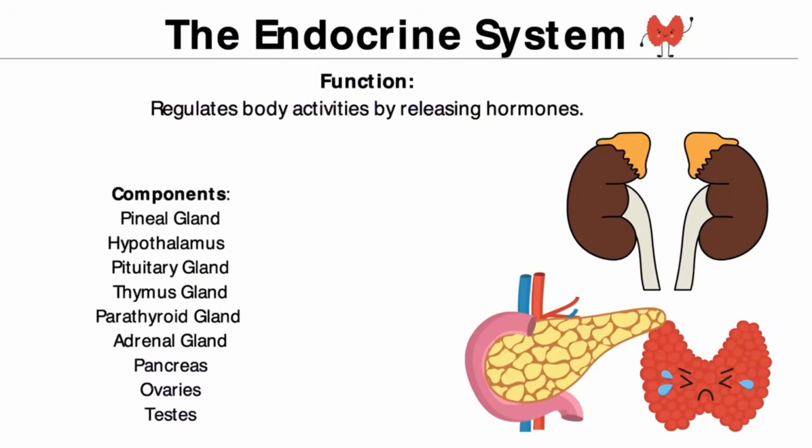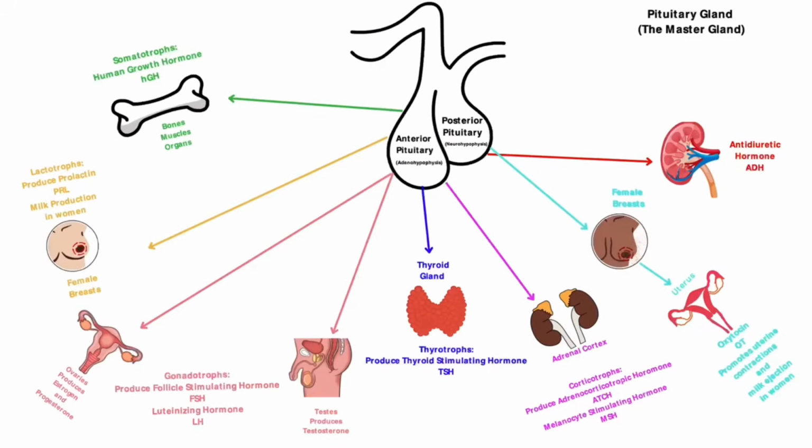The endocrine system. Its main function is to release hormones. Some components are the pineal gland, hypothalamus, the pituitary gland, thymus gland, the parathyroid gland, the adrenal gland, the pancreas, ovaries, and the testes. So speaking of the pituitary gland, it is composed of the anterior and posterior pituitary.